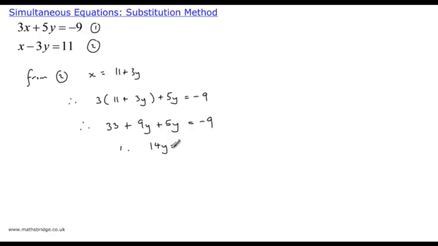Collecting like terms gives me 14y equals minus 42, and then dividing through by 14 gives me y as minus 3. Now I have an expression for x of 11 plus 3y, so substituting the value of y into this expression gives me a value of x of 2.